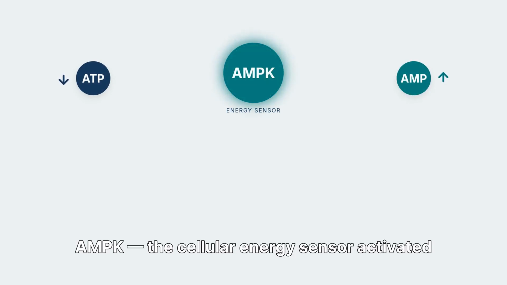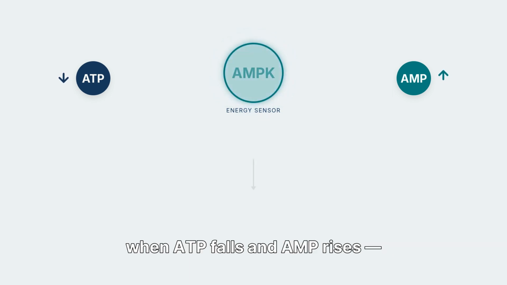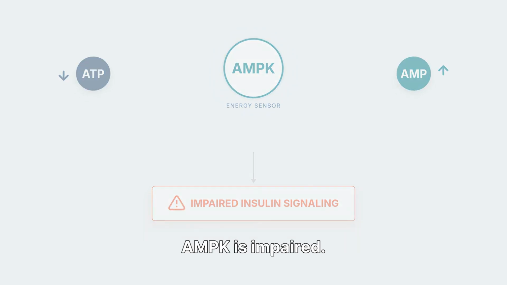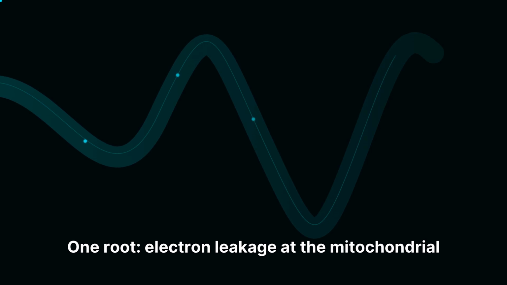AMPK, the cellular energy sensor activated when ATP falls and AMP rises, is underactivated, and insulin signaling downstream of AMPK is impaired. 3 failure modes. 1 root: electron leakage at the mitochondrial inner membrane.